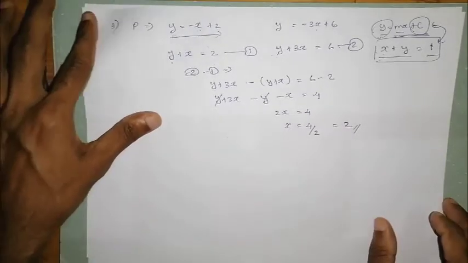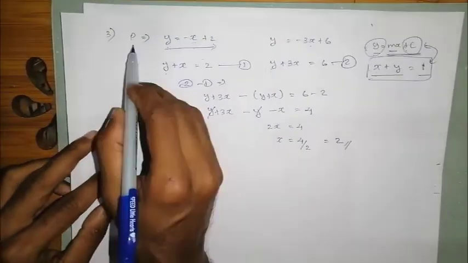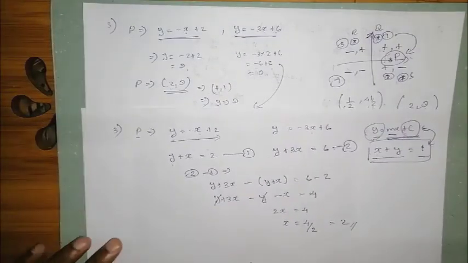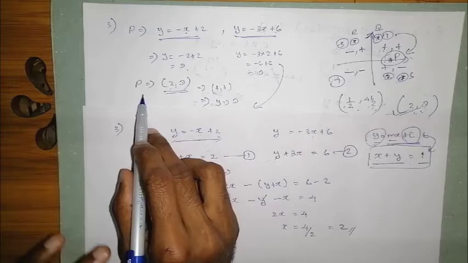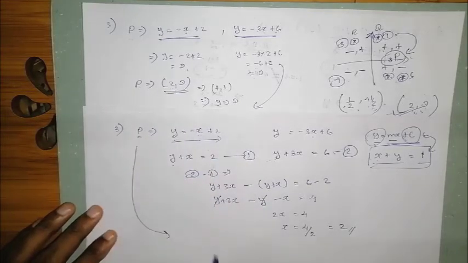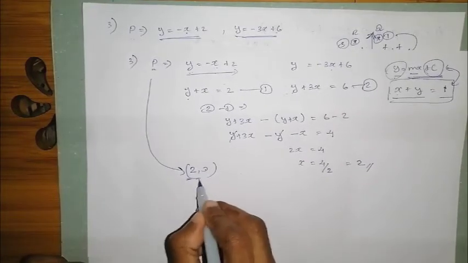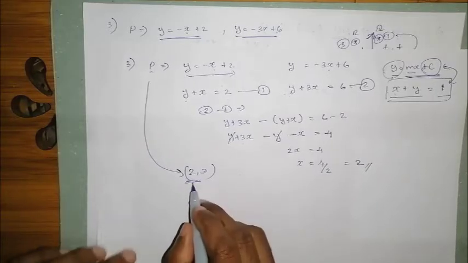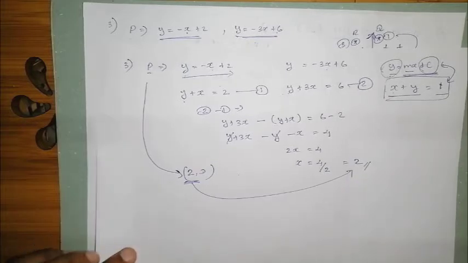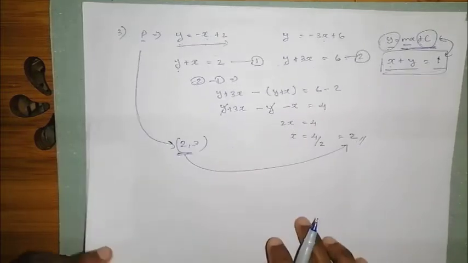If you check the answer we wrote earlier, the coordinate of point P that we selected is (2, 0). The coordinate of P is (2, 0). So the x coordinate is 2. What we gained by solving this simultaneous equation is that the x value is 2. Remember this point.